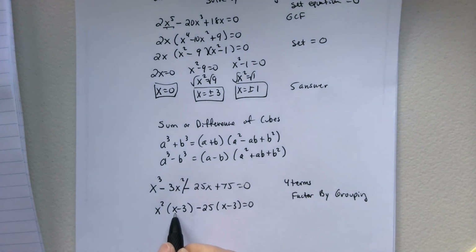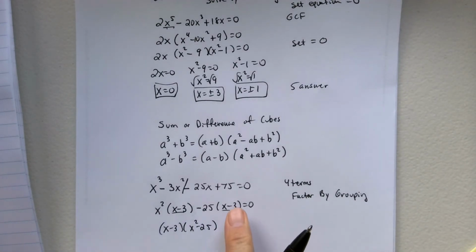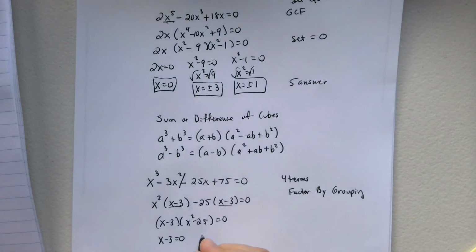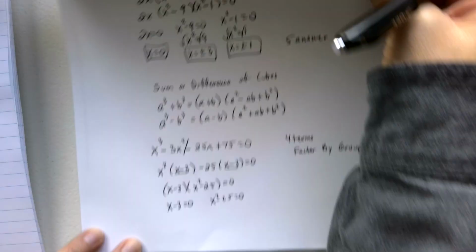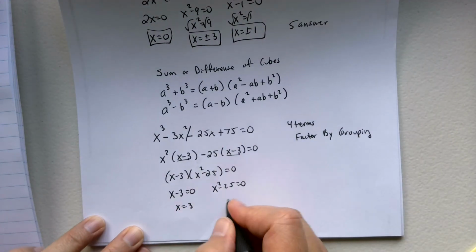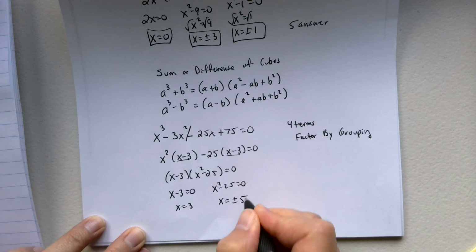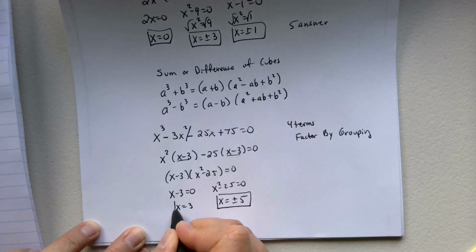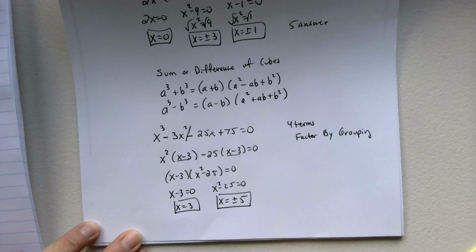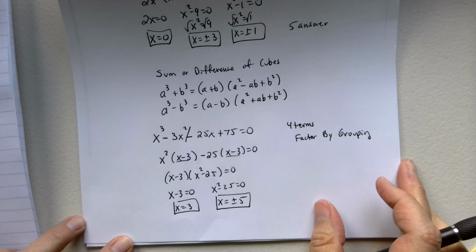So we have x squared times x minus 3, minus 25 times x minus 3. So these have a common factor of x minus 3. So if we factor it out, that leaves x squared minus 25. You can set each factor equal to 0. And so we are going to have x is equal to 3, and x is equal to plus or minus 5. And so we end up with our 3 answers, just like we are supposed to.